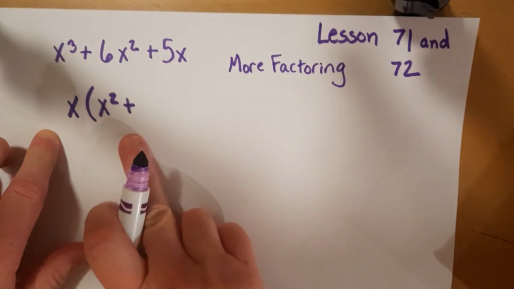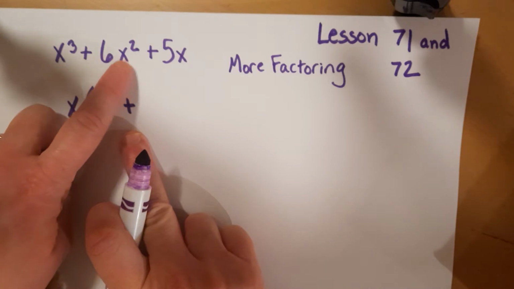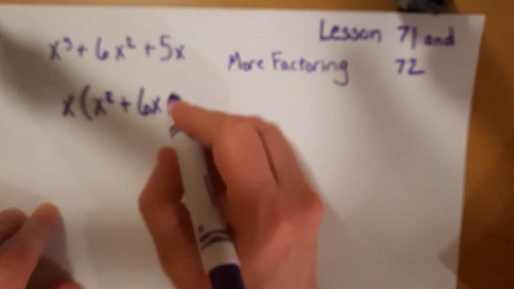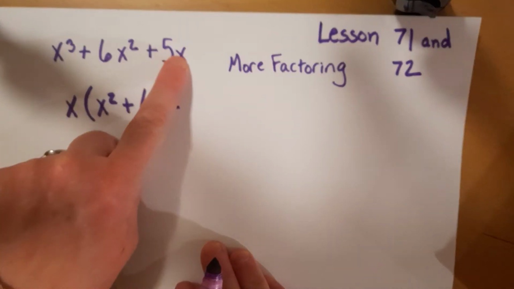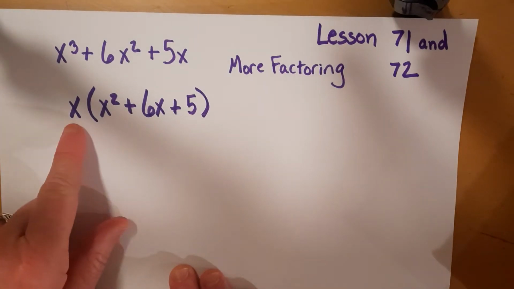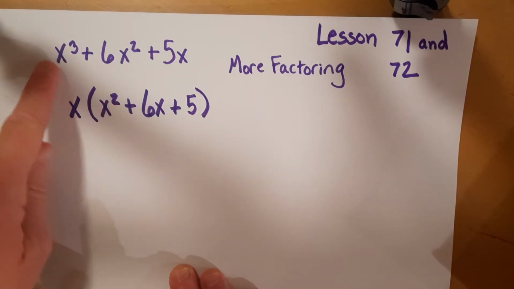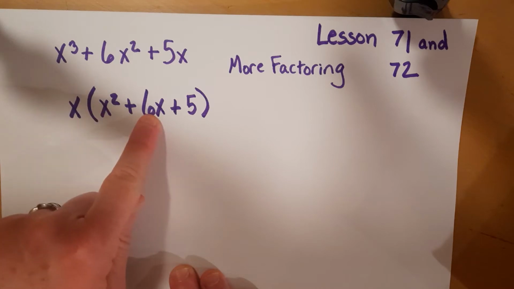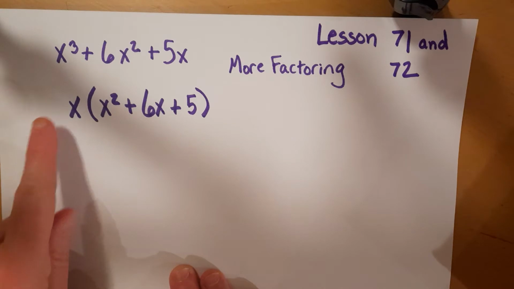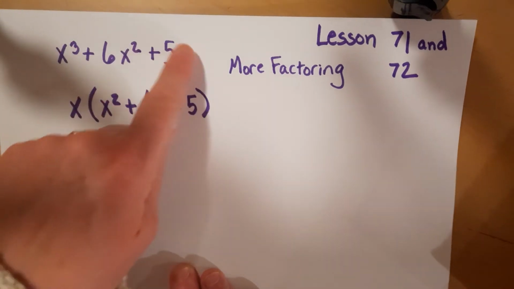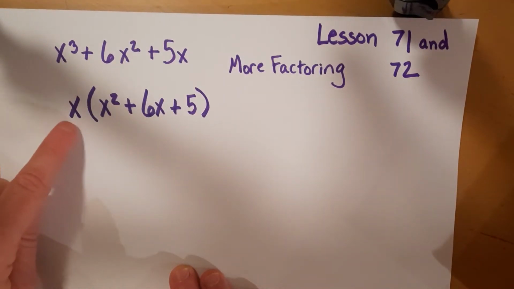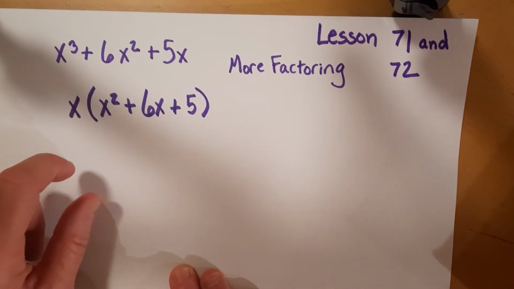Watching the signs, we're going to put a plus. We're going to factor an x out of the 6x squared, which leaves us with just 6x. We factor out the x in this last one, which leaves us with just 5. If you did the distributive property, you would say x times x squared gives you x cubed, x times 6x gives you 6x squared, and x times 5 gives you 5x. So these two expressions are equal.